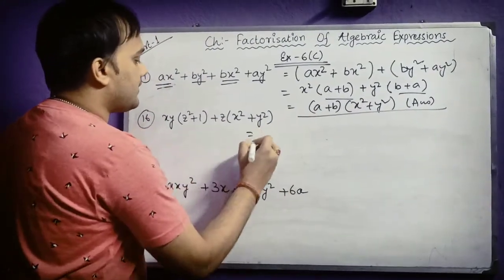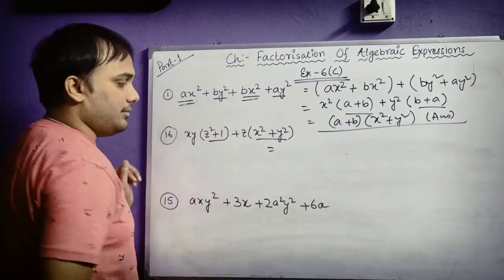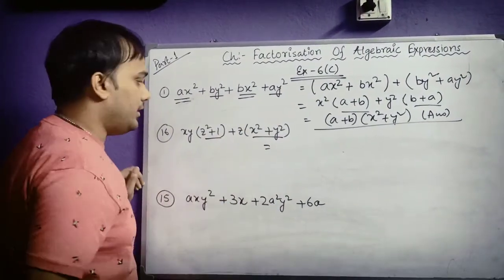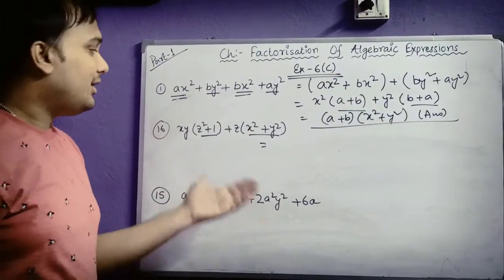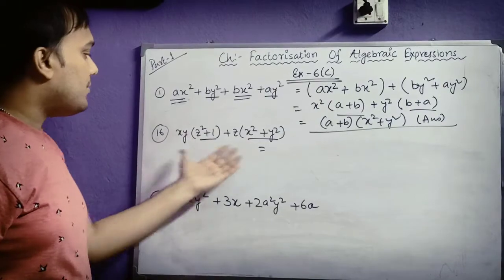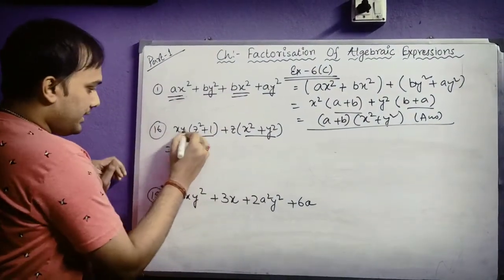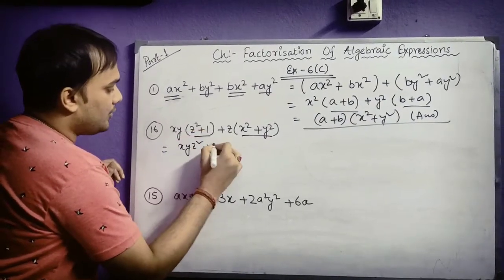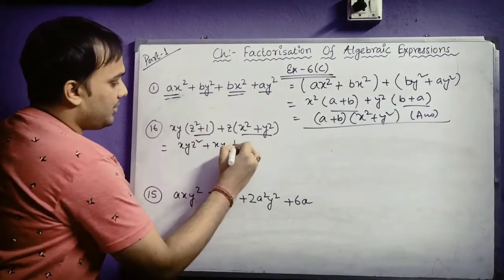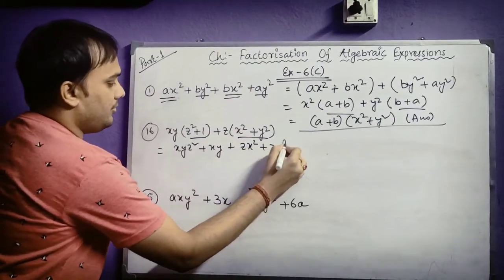Here you can see this one. Okay, here you can see the bracket parts are already not same. Bracket parts are already different here. So in this case, what will you do? Definitely if bracket parts are not same, you cannot take common here. You have to multiply. We will multiply all the terms. You will see, if I multiply this, it will be xyz square plus xy into 1 xy plus z into x square zx square plus zy square.